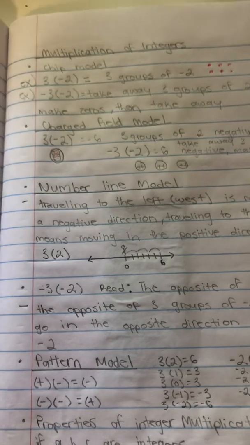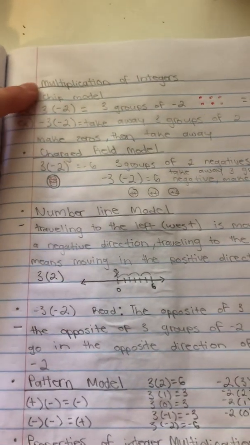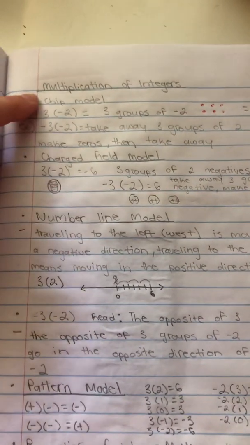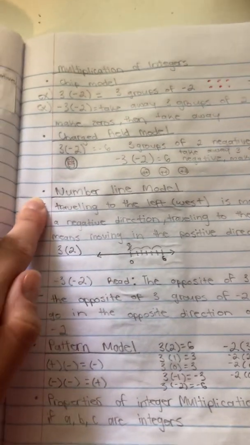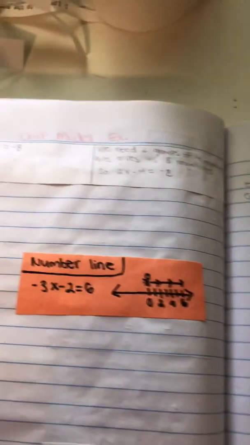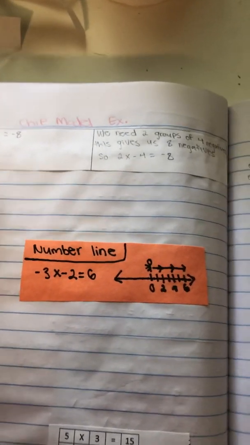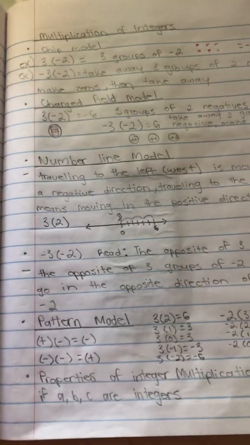And then on page 37 we have the multiplication of integers and some different models for it. We have the chip model, the charge field model, the number line model, and then to the side I have an example from my activity book of the chip model, and then another example of the number line model.